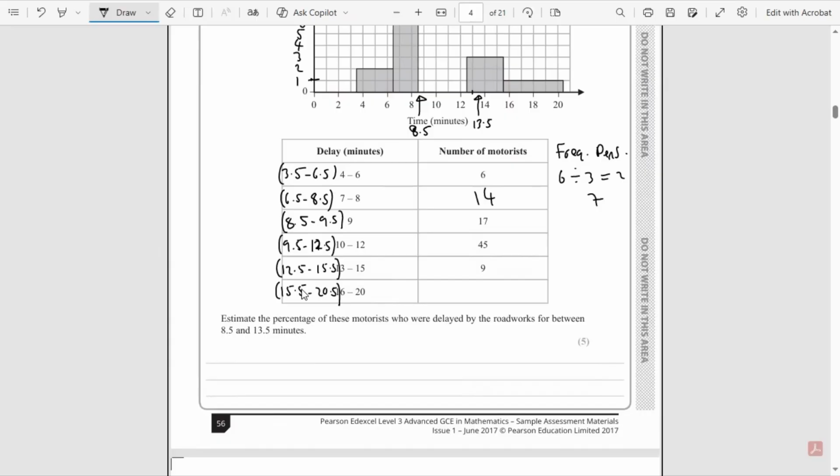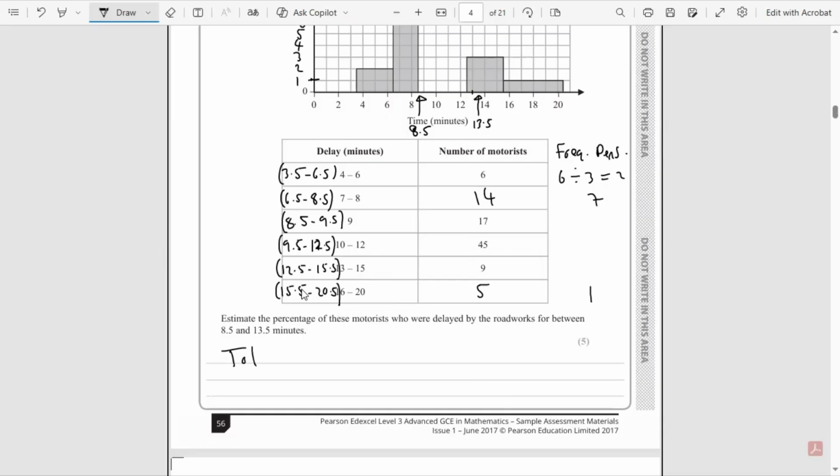So then for the next group, we have 45, the next group after that, 9. We just need to work out the number of motorists in the last group. So again, if we go to our diagram, there is a frequency density of 1 for that last group. So therefore, the area, the number of motorists, will be 1 times 5 for that last group because we have a class width of 5 for that one. So there'll be 5 motorists in that last group.